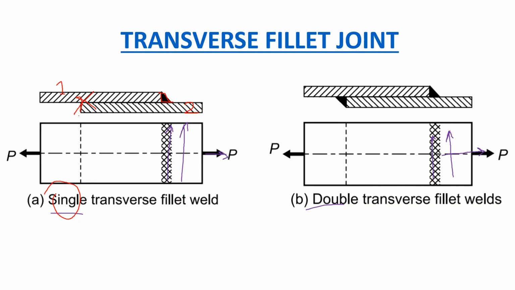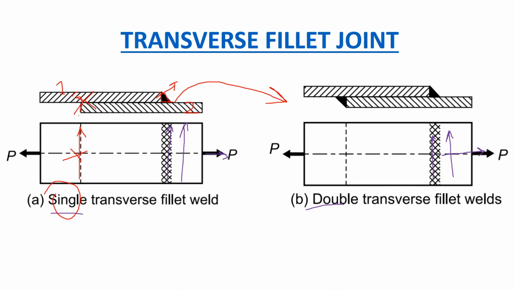because of the obvious reason that the edge at which the welding is not done, which is this edge in our case, this is the edge where welding is not done. So this edge will warp out very easily. With the application of little force only, this edge will warp out and break this weld. So the strength of the single transverse fillet weld is very low when compared to a double transverse fillet weld.